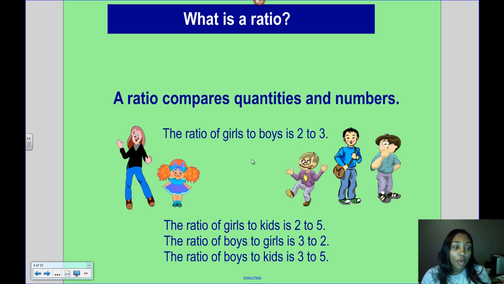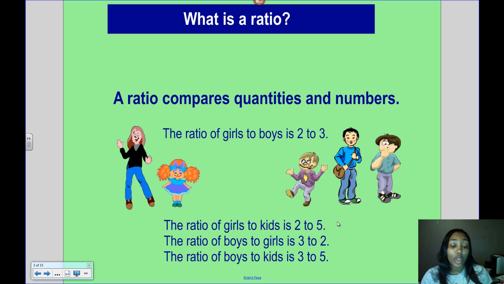As an example, we have this picture of 5 children, and if we wanted to make a comparison, we can say that the ratio of girls to boys is that we have 2 girls and 3 boys. So the ratio is 2 to 3. Another comparison we can make is the ratio of girls to the total number of kids. So we have 2 girls and 5 total kids.